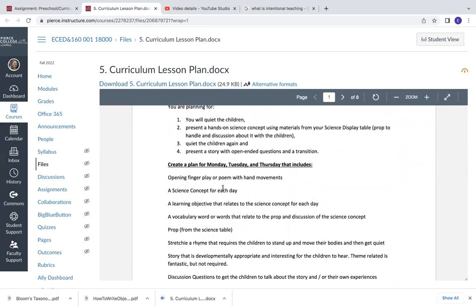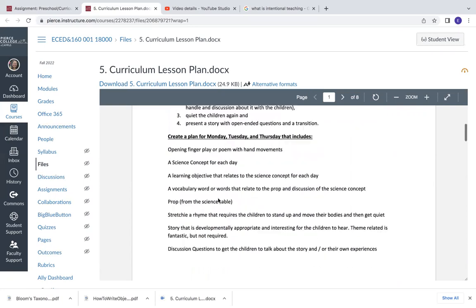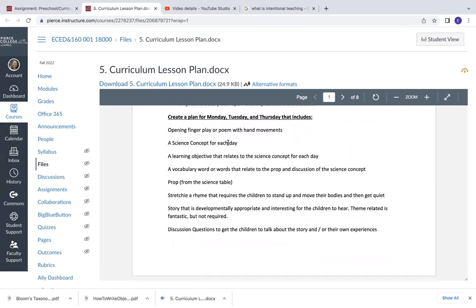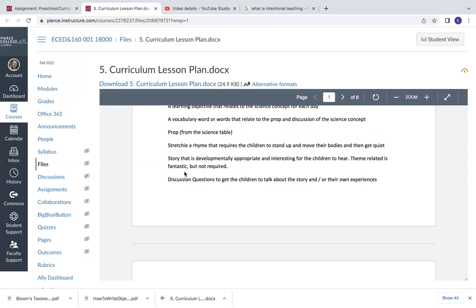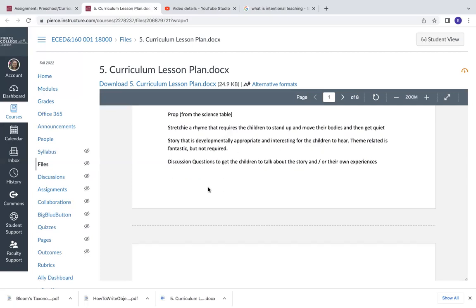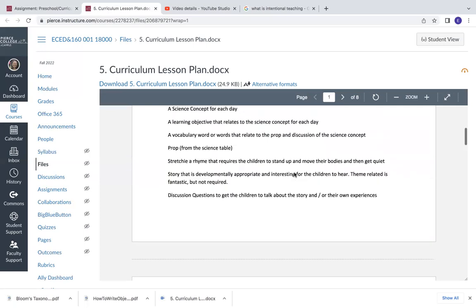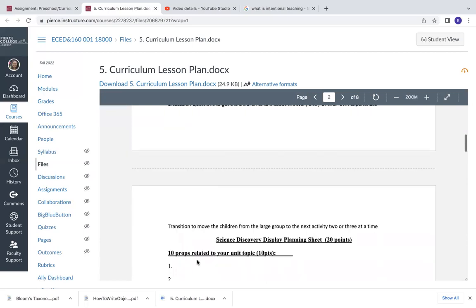You'll have opening finger plays, a science concept for each day, a learning objective that relates to the concept, a vocabulary word that relates to the concept, a prop from the science table that relates to the concept, a stretchy or rhyme that helps children stand up and move during your large group so that they can sit back down and hear your story. The story should be developmentally appropriate; theme related is fantastic but not required. And then you're going to have discussion questions to get children to talk about the story. All of these items are explained in detail on this plan.